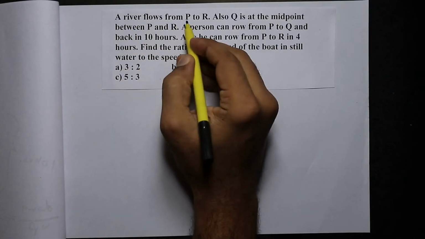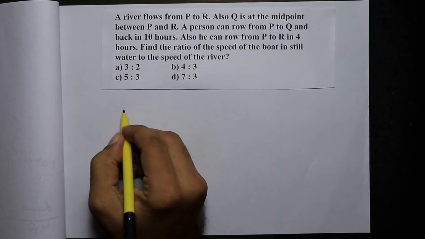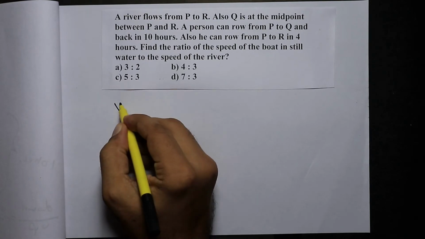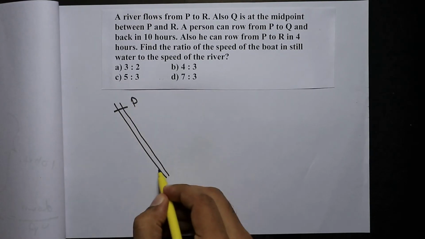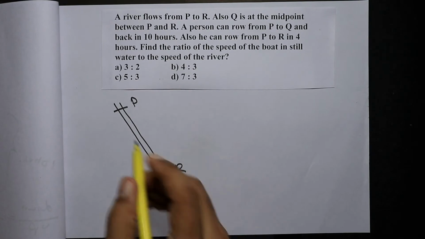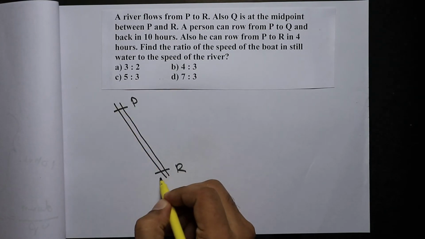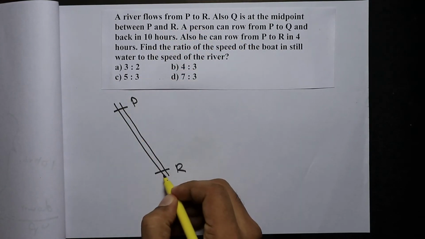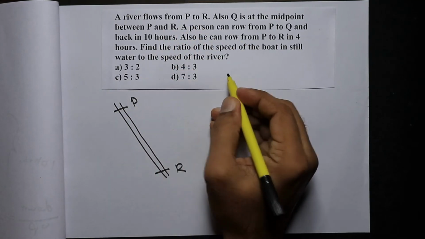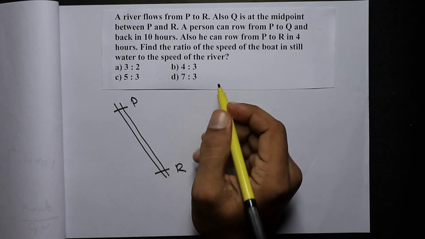A river flows from P to R. So we can draw the river like this. So P should be at the top and R should be at the bottom, because the river always flows downstream. It flows from P to R means that it has to be downstream. You cannot draw it in a V shape like this because it never goes up.